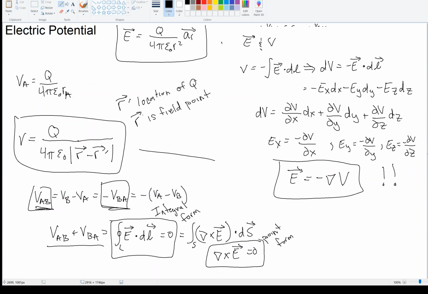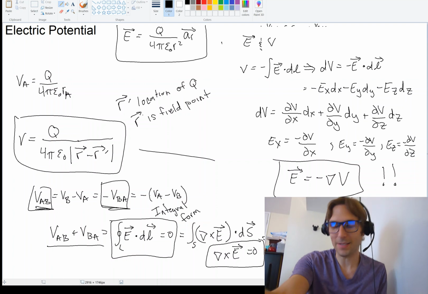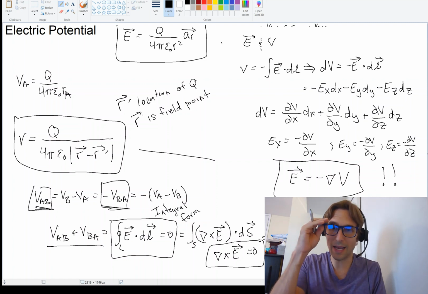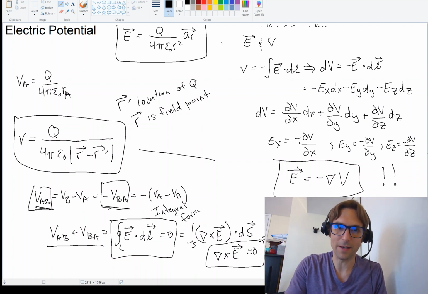So everything that we said about the gradient is still applying here, right? So, for example, the direction of E is opposite the max increase in V, right? The gradient gives you the direction of max increase. So E is the opposite of the direction of the max increase, opposite because of the negative sign.